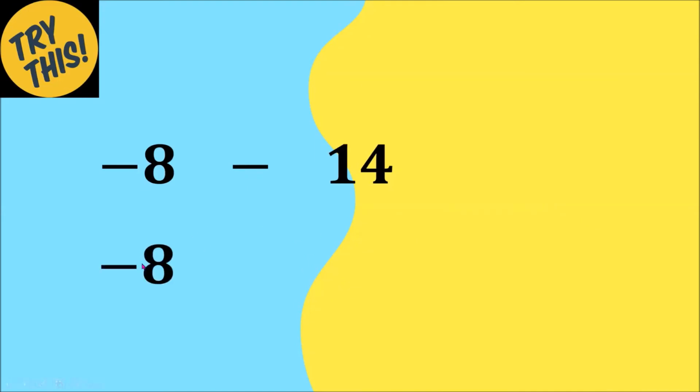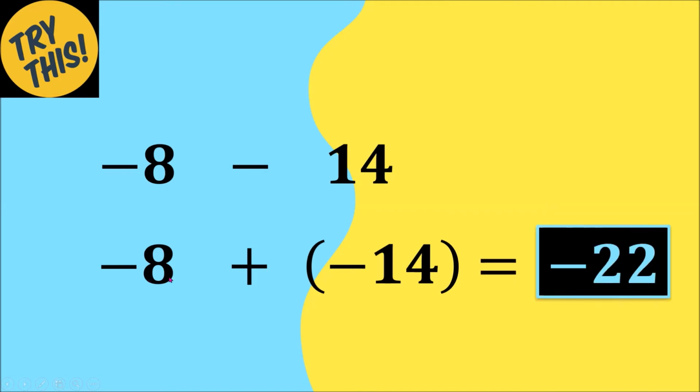So let's try this. So negative 8 minus 14 equals what? So just copy negative 8. Minus sign becomes plus sign. And then positive 14 becomes negative 14. So here, 8 plus 14, because they are the same sign, so just copy the same sign, negative, and then just add 8 plus 14, we have 22. So negative 8 plus negative 14, we have negative 22.